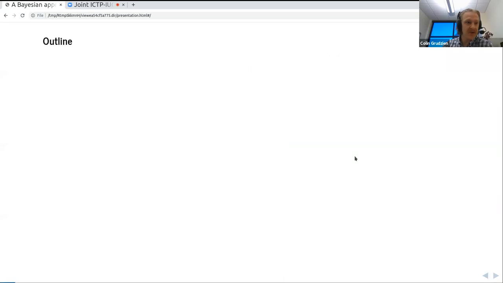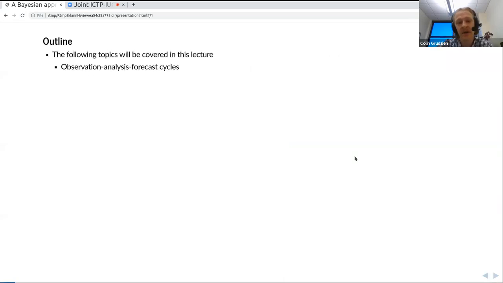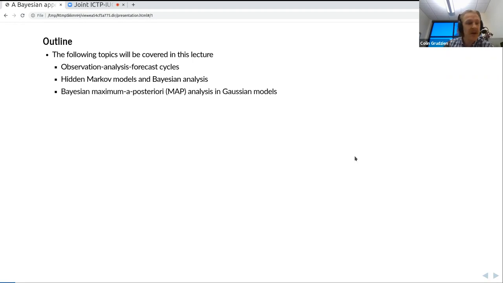As a quick outline, the following things will be covered in this lecture. We'll introduce the notion of the observation-analysis-forecast cycle, where a lot of the work I'll be presenting today is inspired and motivated by operational short-range weather prediction. And we'll look at the mathematical model for such a cycle of prediction, which is known as a hidden Markov model. Particularly, we'll look at how the Bayesian analysis is applied to such a hidden Markov model.